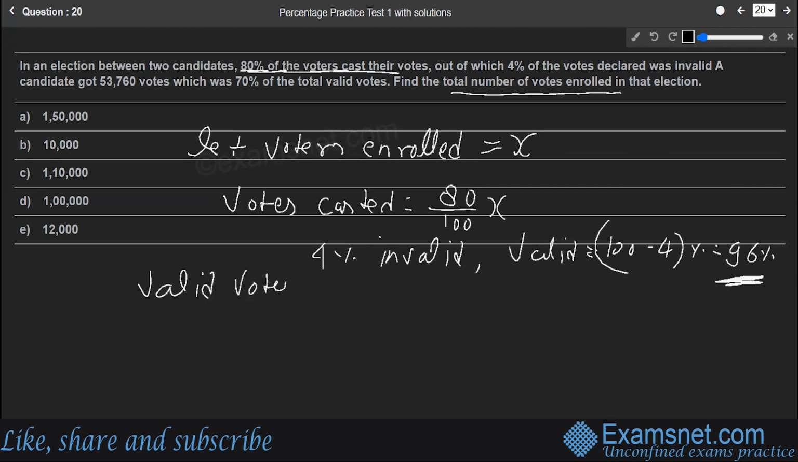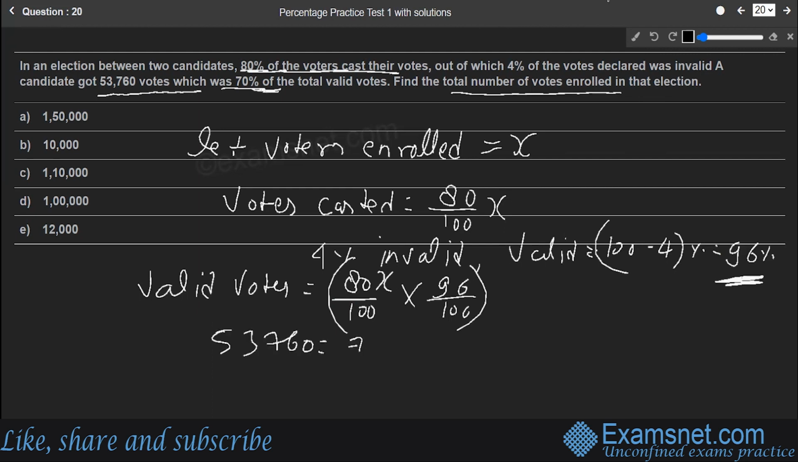The valid votes are going to be the total number of votes polled, that is 80x by 100, and 96% of it. So 96 by 100. So this is the total number of valid votes that have been polled and counted. Now the winner and loser will have to be decided on this valid vote number only. What they say is, a candidate got 53,760 votes, which was 70% of the total valid votes.